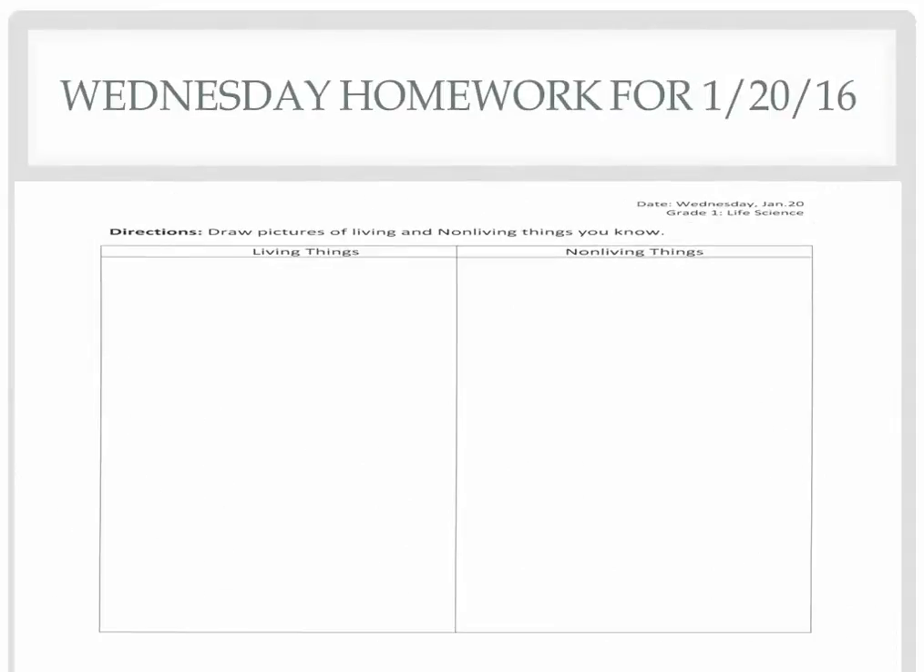On Wednesday, you will draw pictures of living things on this side and pictures of non-living things to fill up the page. There is no limit to the number of living things or non-living things that you can draw. As long as you fill the page with living things and non-living things, that should be sufficient.